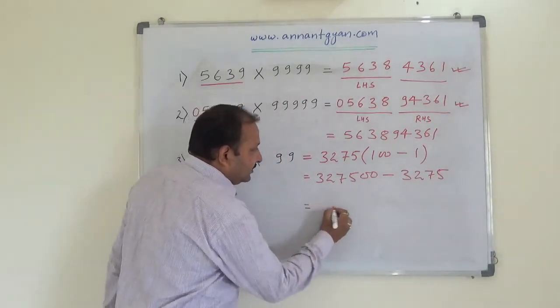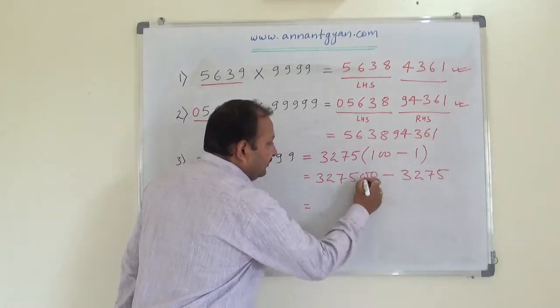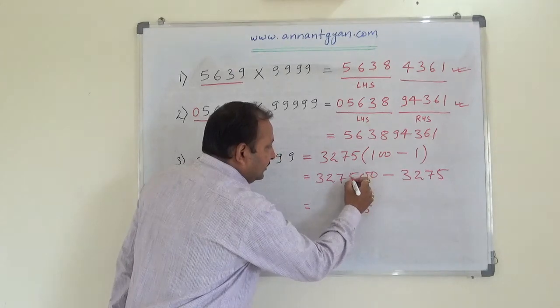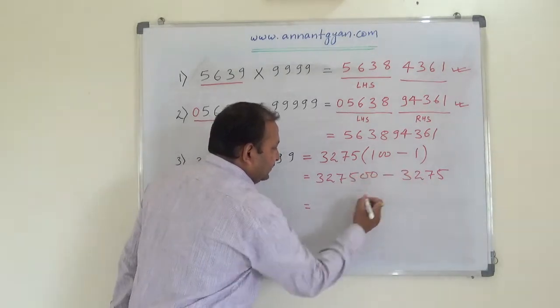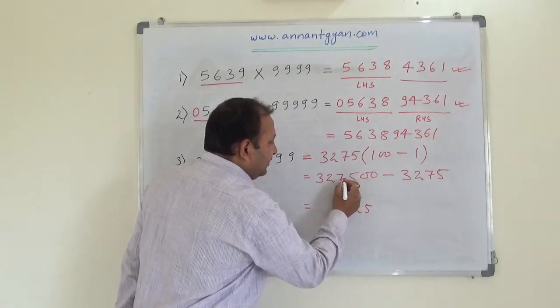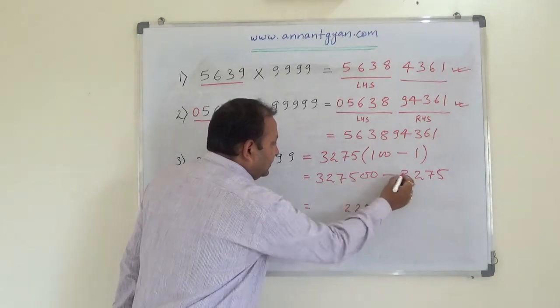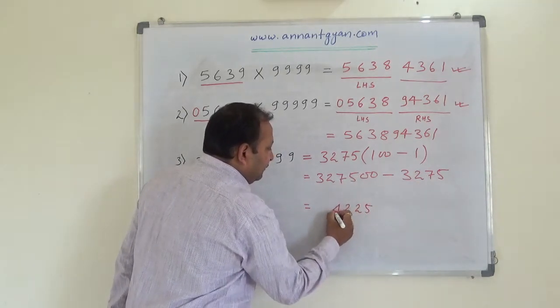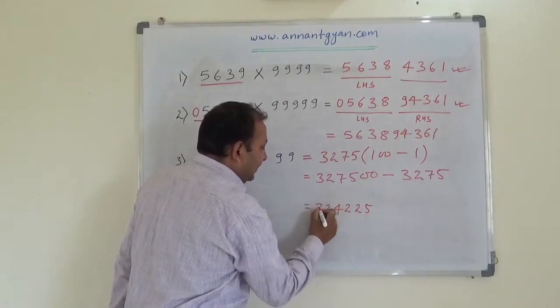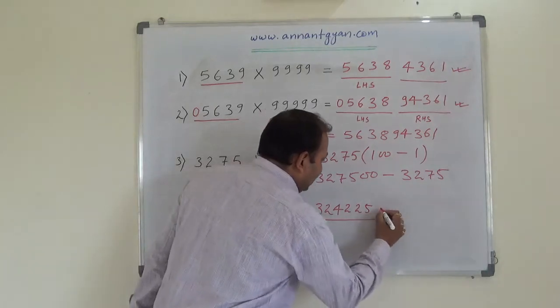So it becomes 5, then 9 minus 7, that is 2, and this is 4 minus 2 is 2, and 7 minus 3 is 4, and this is 2, and this is 3. So finally we shall get this answer.